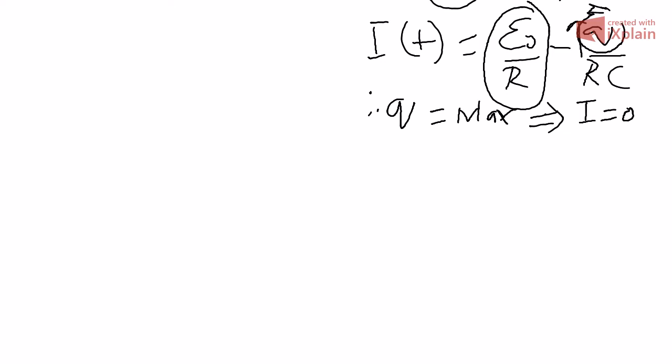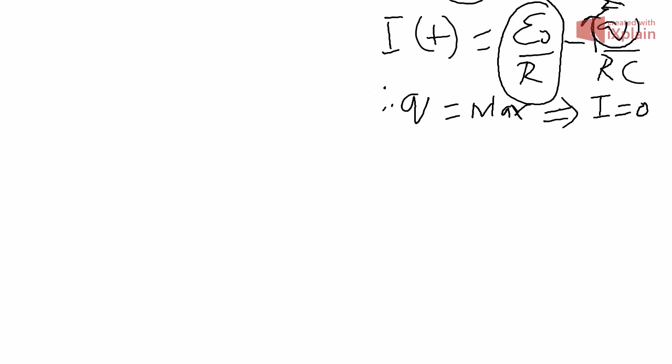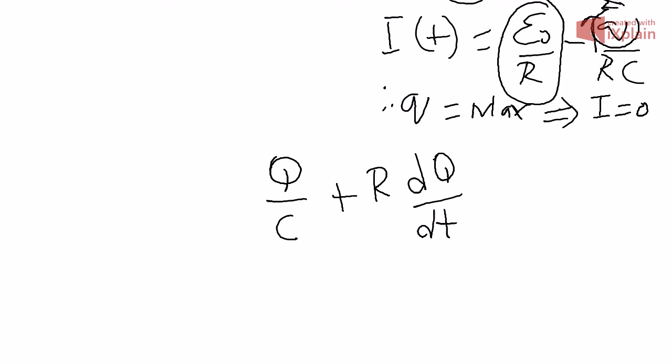Now we will derive expressions for charge, current and voltage. We can write the whole equation again in the form of a differential equation: Q over C plus R dq over dt minus EMF equals 0.